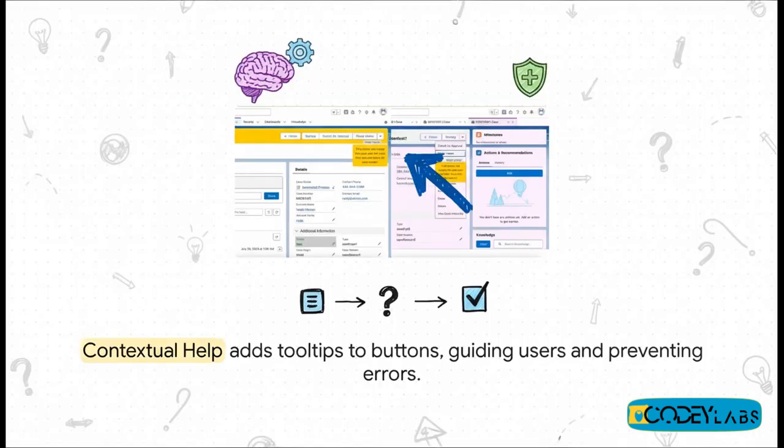Let's just check one of those out. The Contextual Help component, it's fantastic for guiding your users. You can see here, there's a custom tooltip on the Merge Cases button. It tells the user exactly what's about to happen before they click it. Think about the confusion and the costly errors that prevents.